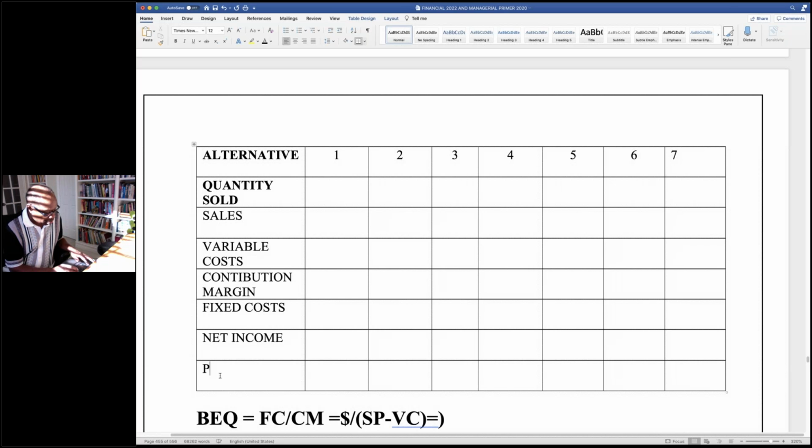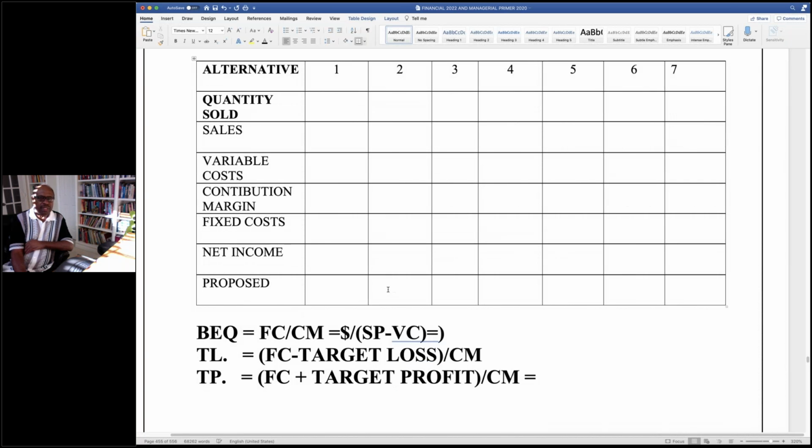Let's see. I'll just put proposed in here. So we always do one item first to see how things look at one item. Then I want you to come up with the quantity that's going to produce a $100,000 loss the first year. I want you to break even the second year.